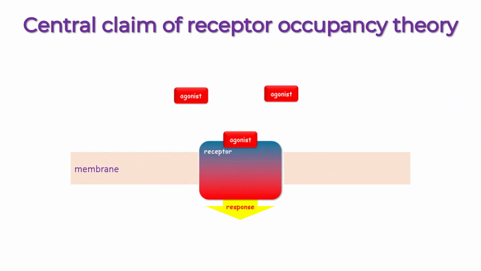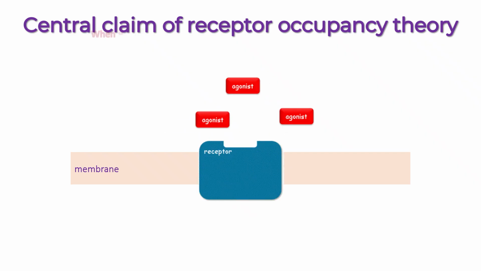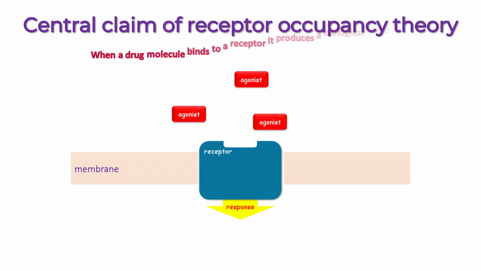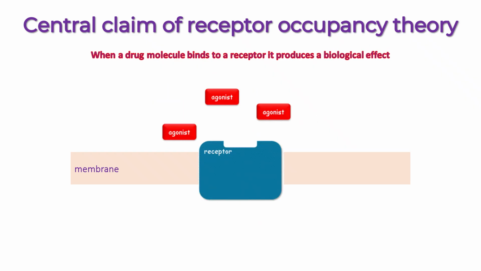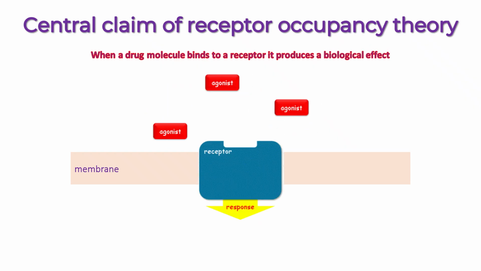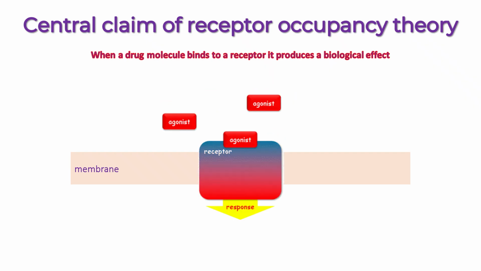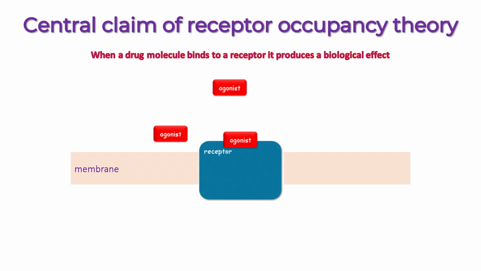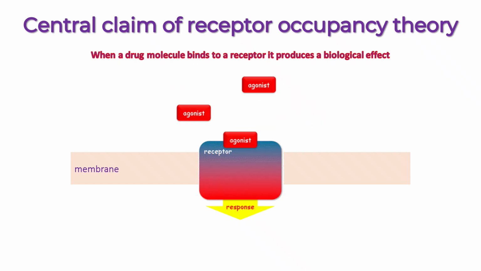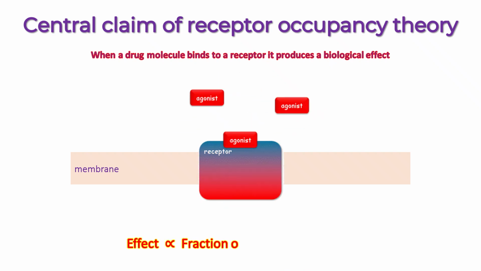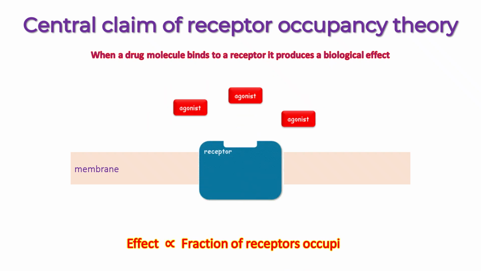At the heart of receptor occupancy theory is the idea that when a drug molecule binds to a receptor, it triggers a biological change within the cell. As more receptors become occupied, the magnitude of the cellular or tissue response increases. In this model, the response is directly proportional to the fraction of receptors occupied by the drug.